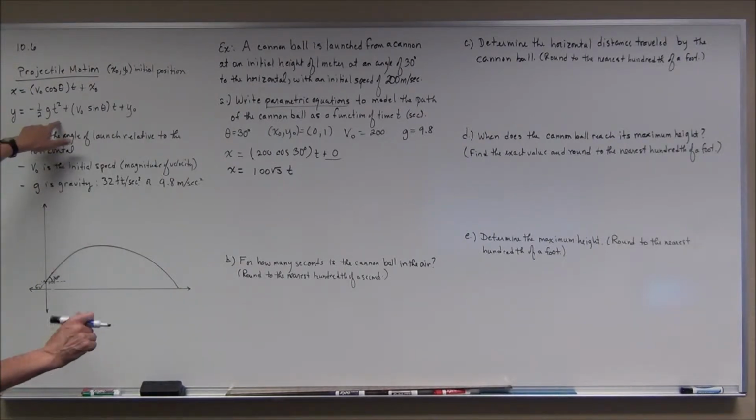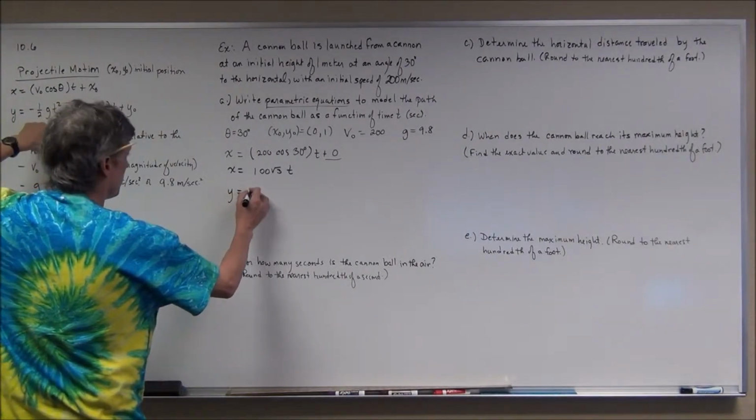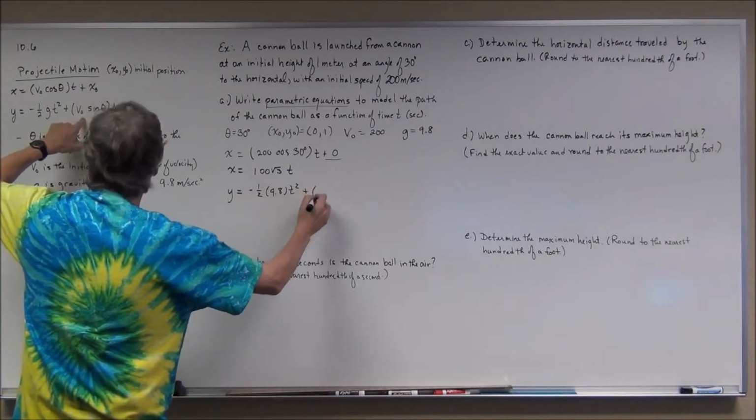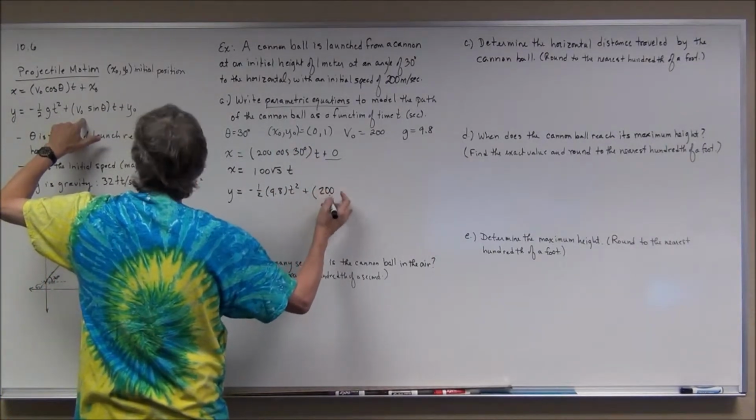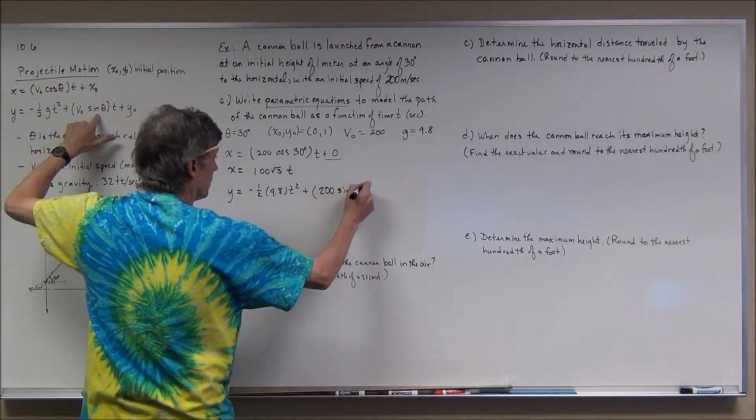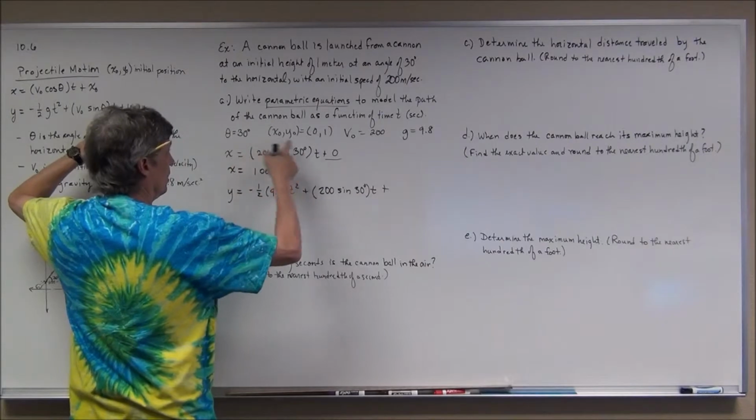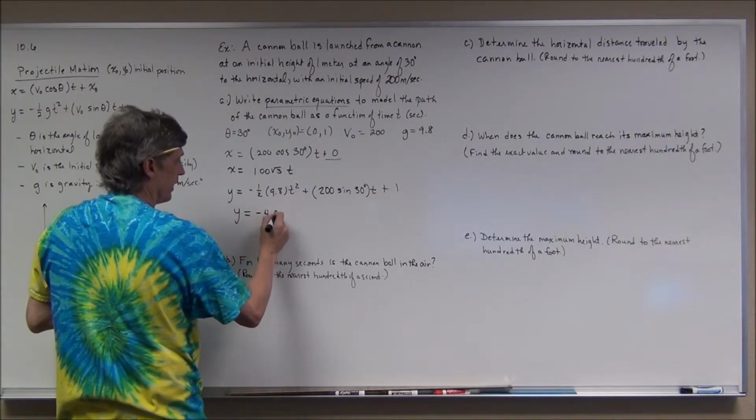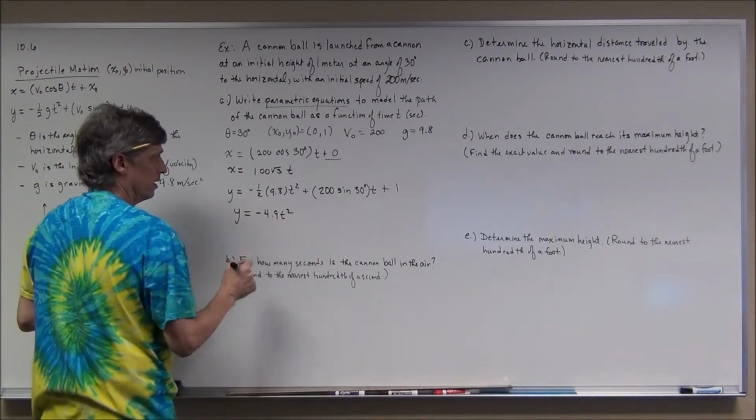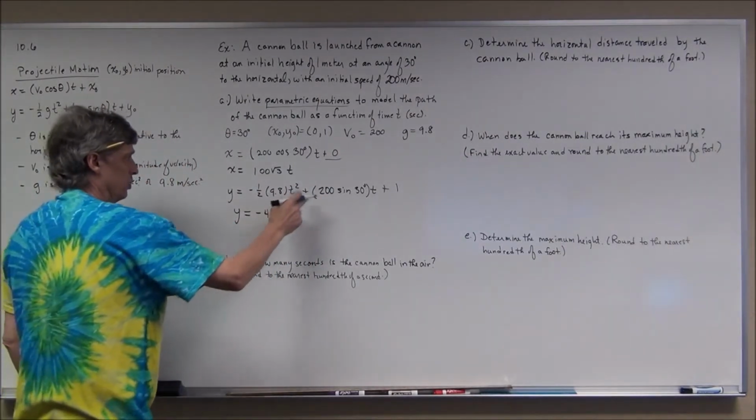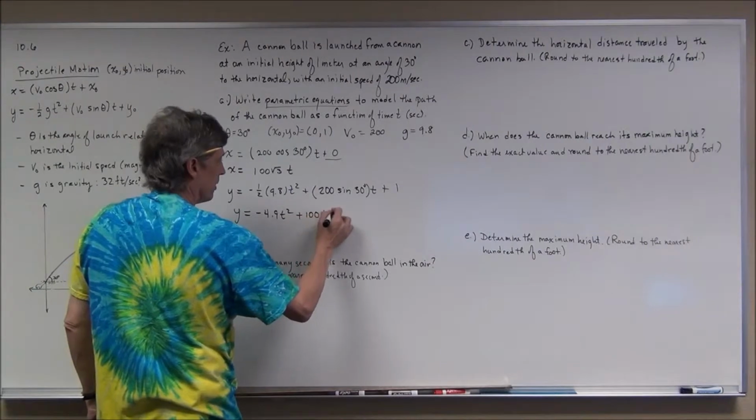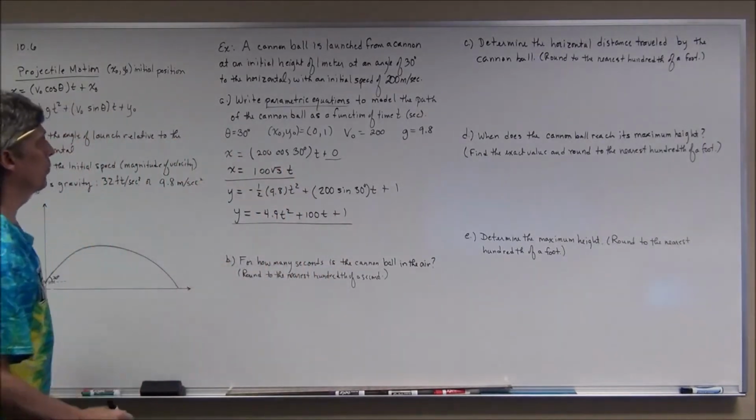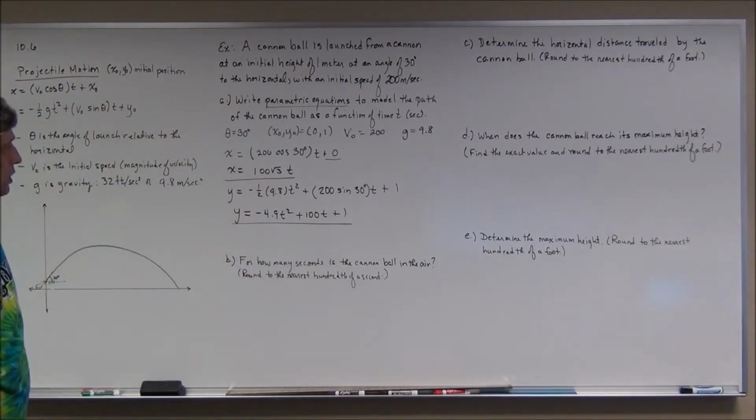Now the little bit more complex one is y. Y is equal to negative 1/2 times 9.8 for gravity, t squared, plus v sub 0, that's still 200, times the sine of 30 degrees, our launch angle, t, plus y sub 0, which is 1. So this becomes y equals negative 4.9 t squared, that's this part right here. Now the sine of 30 degrees is 1/2, so 200 times 1/2 would be 100, plus 1. And so this x and this y right here are the parametric equations being asked for to model this path of the cannonball as a function of time.